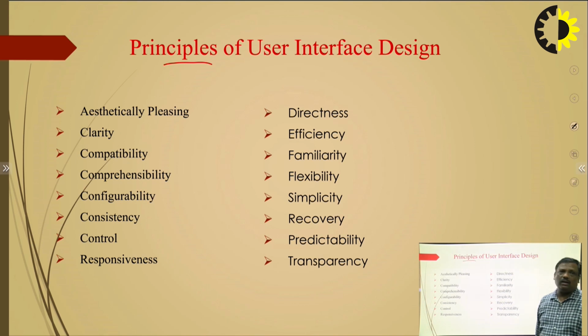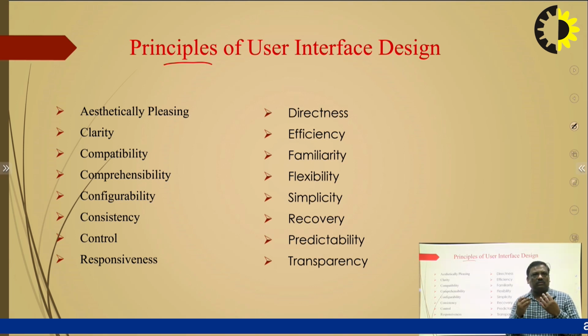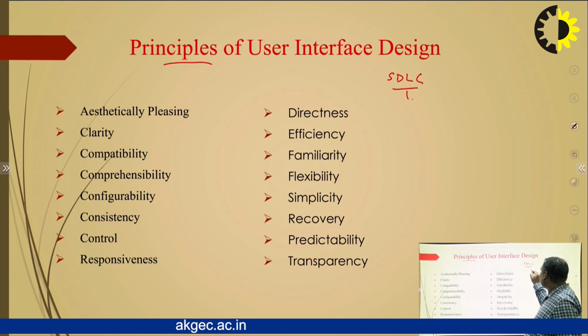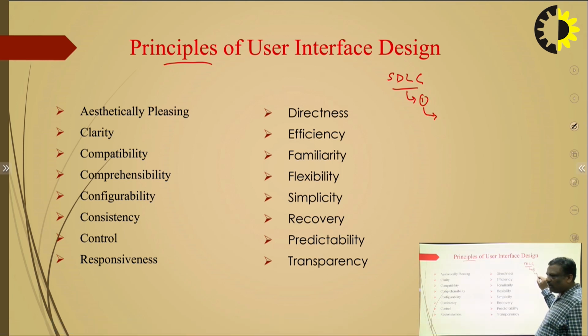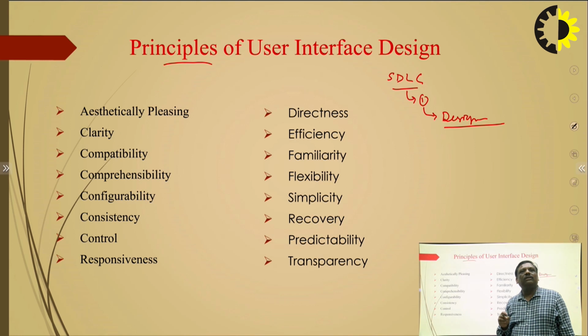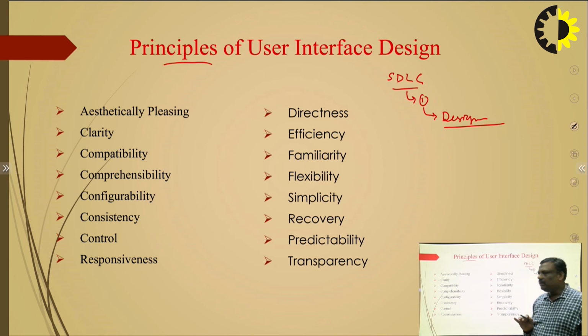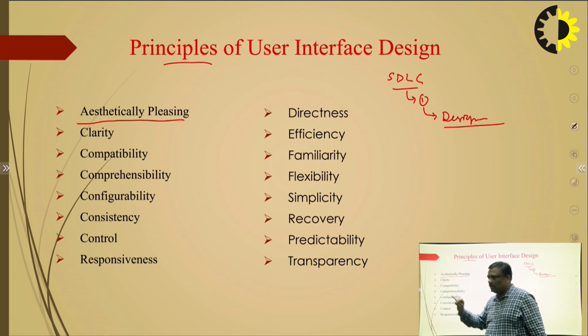So what are the principles we follow when we create a design or choose a screen? Suppose when we work on an SDLC model, the first one is requirement gathering. The second one, after requirement gathering, is design. What are the points we consider according to the need of the user? First, aesthetically pleasing. Pleasing means attractiveness is there.